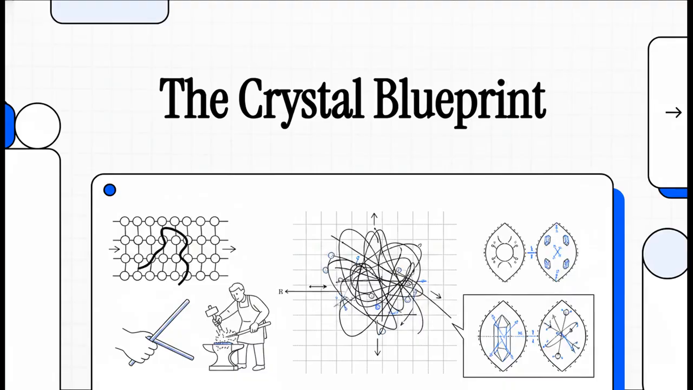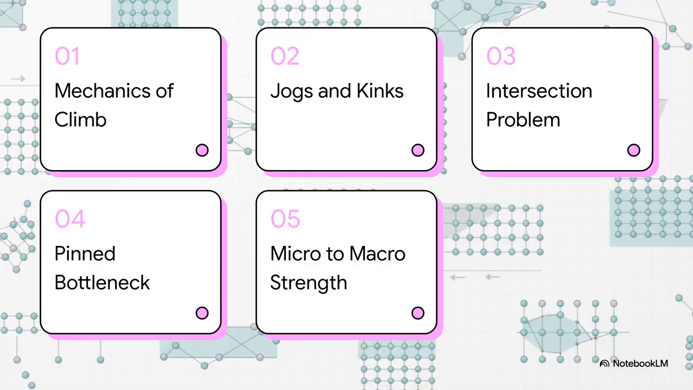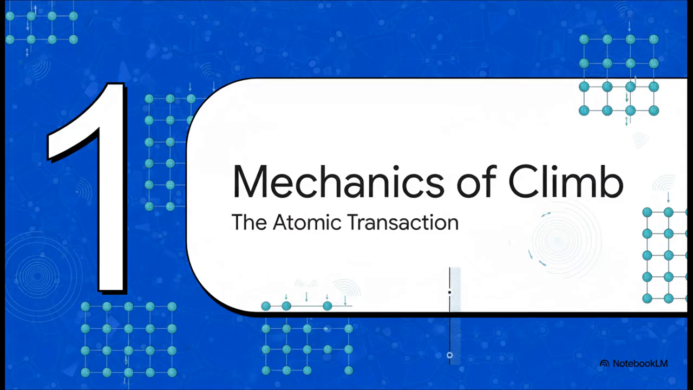Let's dive in. Here is our roadmap for today. We'll be hitting 5 key areas. First, the mechanics of climb. Second, defining jogs and kinks. Third, the intersection problem. Fourth, the pinned screw bottleneck. And finally, tying it all together, micro to macro strength. All right, let's jump right into section 1.